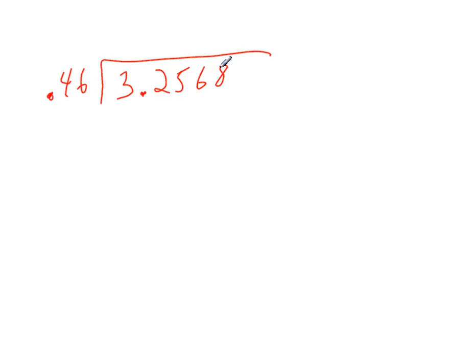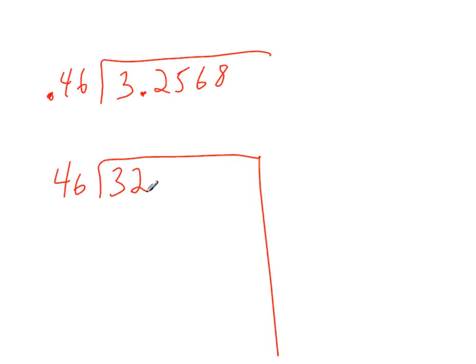So that will become 46 goes into 325.68. And so now what we can do is ignore the decimal place for now, and we can subtract 46 from 32,568, and then we can apply the decimal again. So let's try it. How many groups of 46 do we think there would be in 32,568?